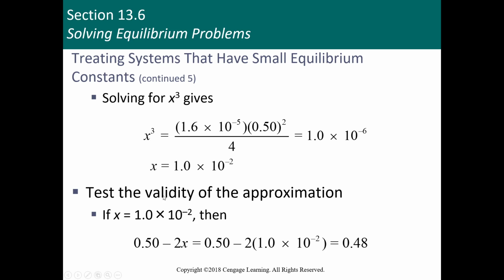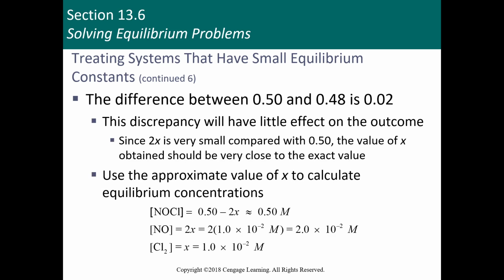And so what you can do then is take that x, substitute it in, and look, is 0.5 minus 2x an insignificant change? So we go ahead and do that. Minus 2 times our value of x right here. And that is 0.48. So yes, it is. That is a rounding error level number. It's such a small number, it really doesn't have any significance here. And so that is fine. That will have little effect on our outcome, and we can go ahead and use that assumed value of x.